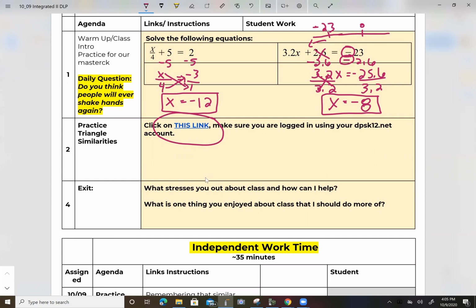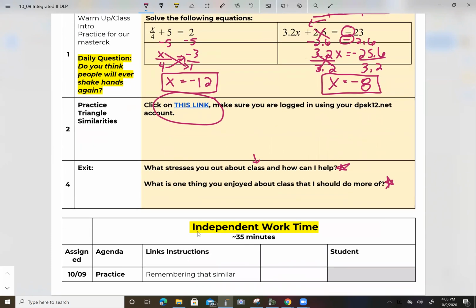Our exit question, and I really hope you fill this out for me so I can better support you as a student. What stresses you out about class and how can I help? Okay, about this class, about math. And what is one thing you enjoyed about this class that I should do more of? Okay, so both of those things would be really great to know.